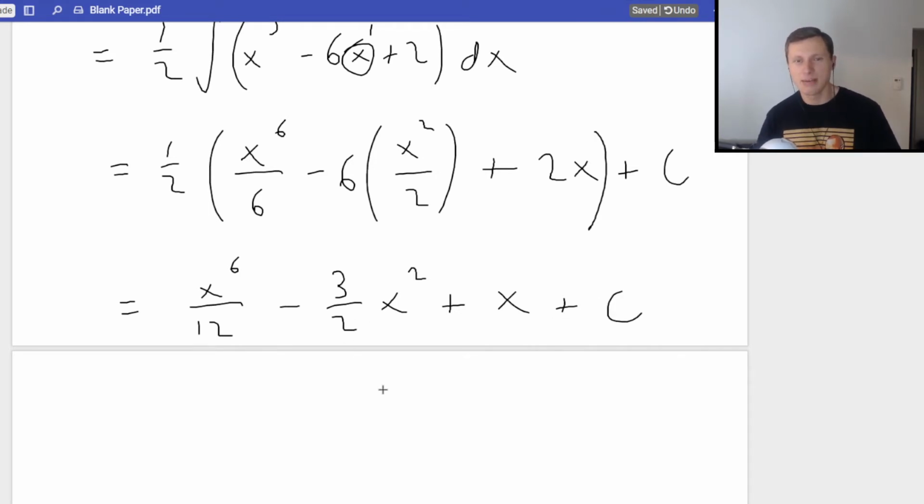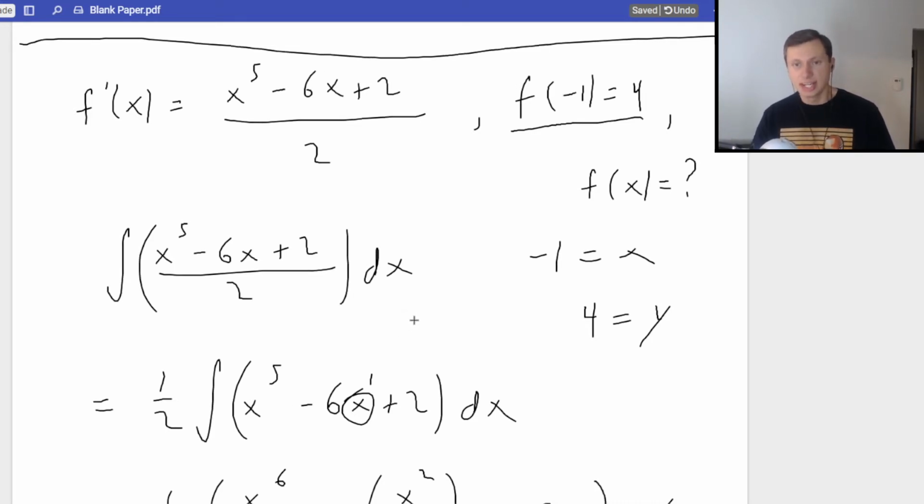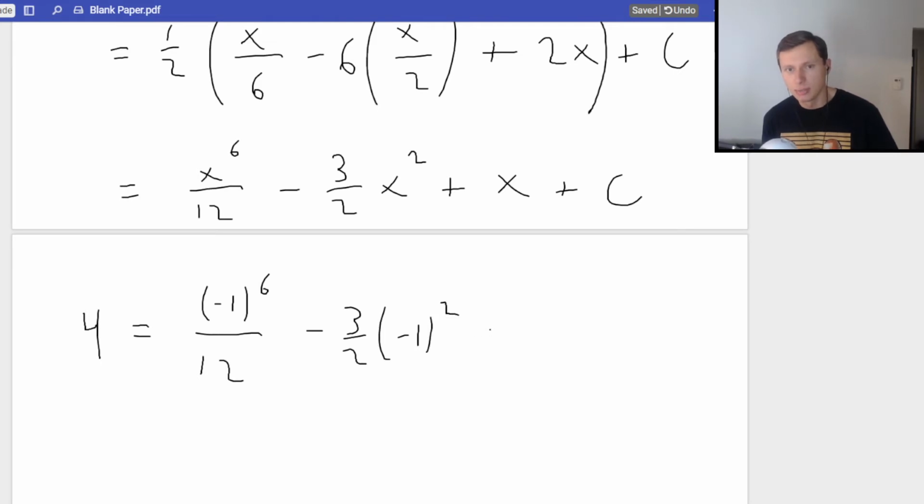Okay, great. We have our equation for f of x. Only one problem, the plus c, we don't want it. And the reason we don't want it is because I gave us an initial point. F of negative 1 equals 4. In other words, negative 1 is our x point, 4 is our y point. We can just plug this into the equation, solve for c, and let's see what we get here. So I'm plugging 4 in on the left and negative 1 in for x. So it's going to be negative 1 to the 6th divided by 12 minus 3/2 times negative 1 squared plus negative 1 plus c, and again that equals 4.